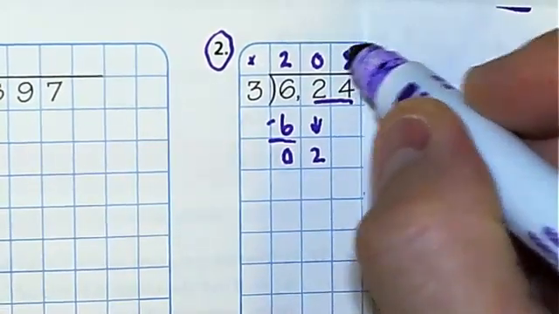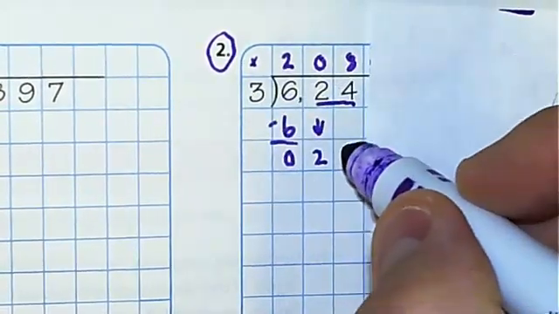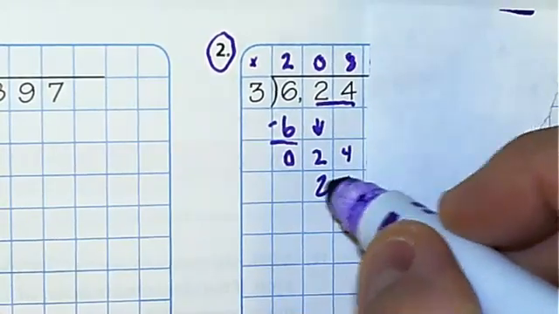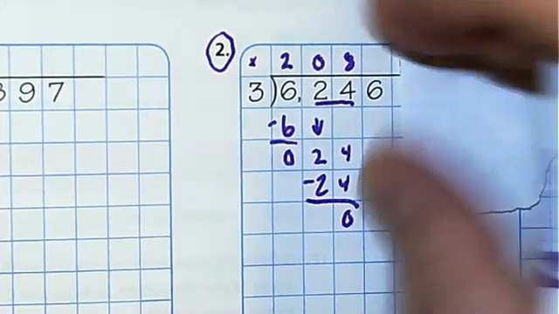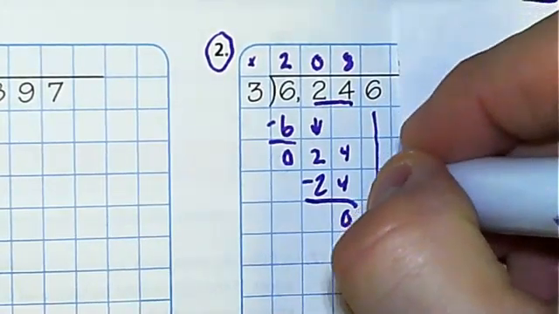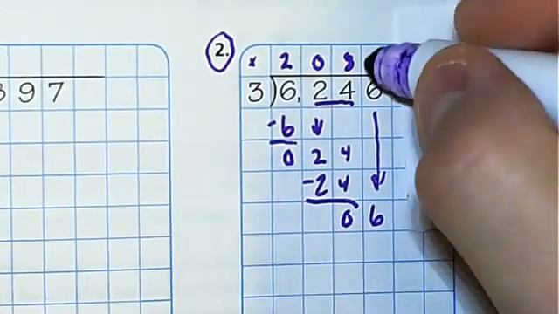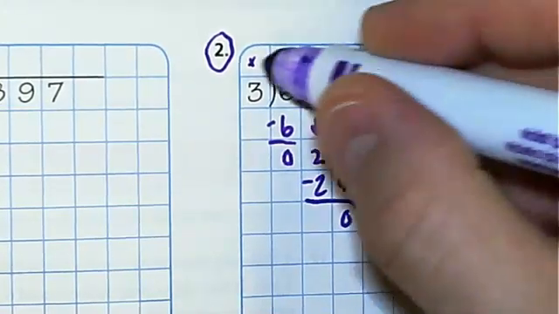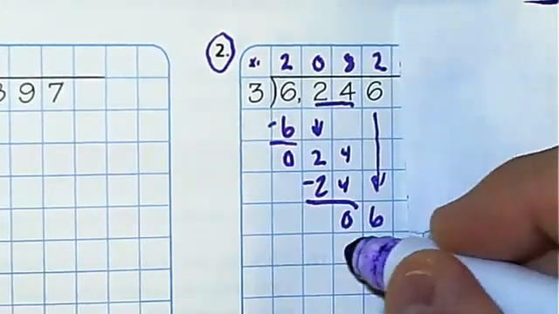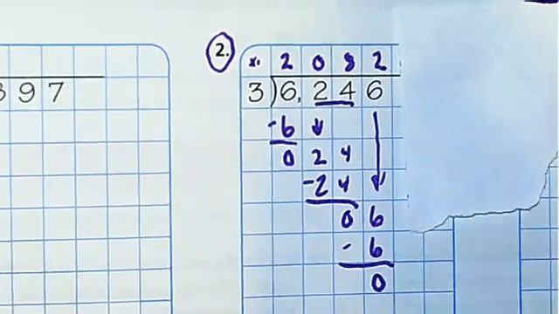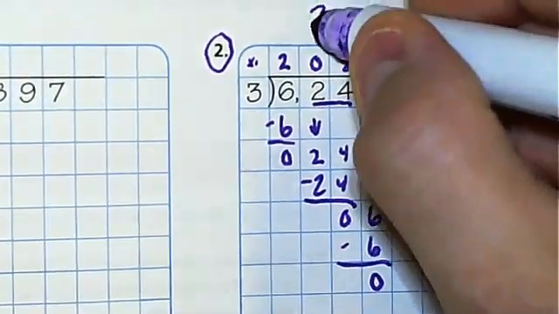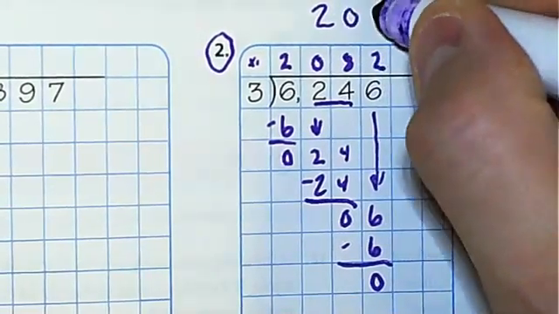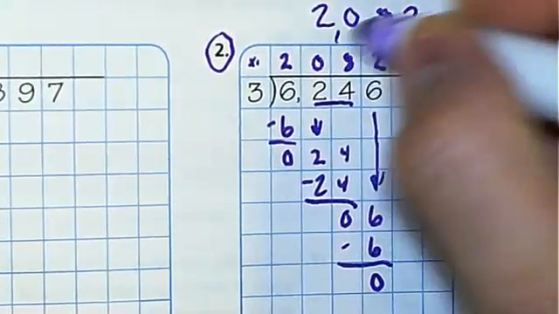I know 8 times 3 is 24. Nothing left over. Move over. Drop that last 6. And I know 2 times 3 is 6. 0. Nothing left to drop. I'm done. My answer is 2082.